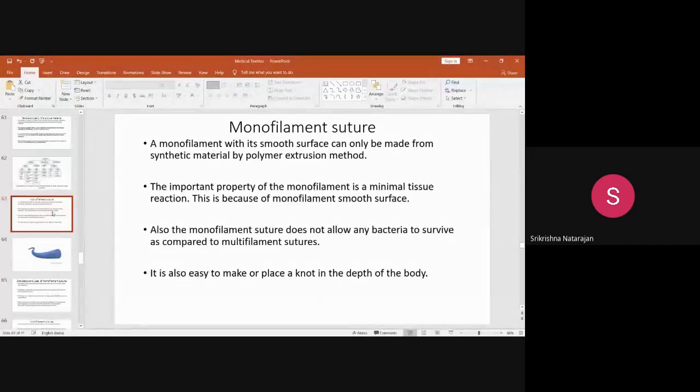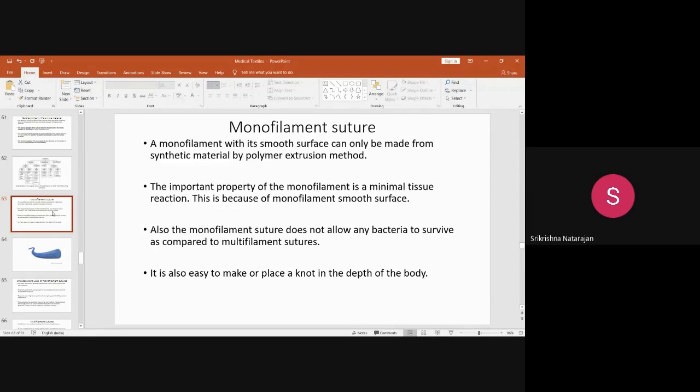So monofilament suture is smooth. It has a smooth surface. It can be made from synthetic material by the polymer extrusion method, like melt spinning. We are not learning about how it is manufactured, what type of spinning system is used. That we are not going to discuss. We are mainly discussing the suture point of view and its important properties.